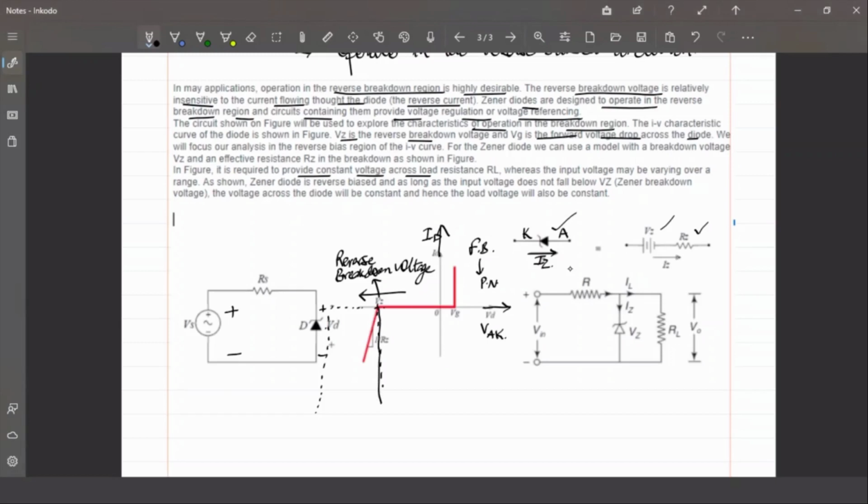For an ideal case, you will get a graph like this. For an ideal Zener diode, it will be just a straight line parallel to the y-axis, like this. But for a practical Zener diode, the graph will have some slope with respect to this Vz line. And what would be that slope? That slope will be equal to 1 divided by Rz.